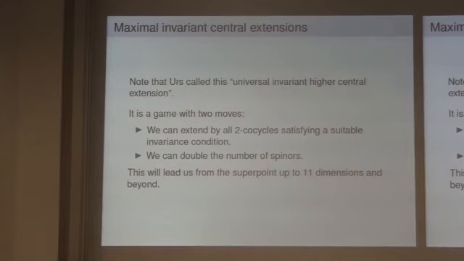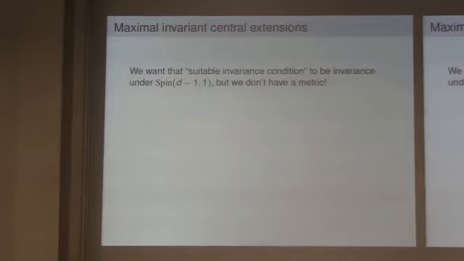And we can double the number of spinors. I'm going to allow myself to just double the number of spinors freely. This will lead us from the superpoint up to 11-dimensional spacetime and beyond. So we want that suitable invariance condition to be invariance under the spin group. Lorentz invariance is what rules this game, but we don't have a metric because we're starting with the superpoint. It has no metric, zero Lie bracket, no spin structure. So how do we get around this first roadblock?